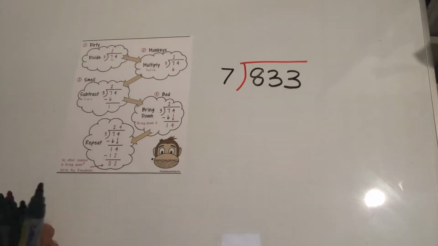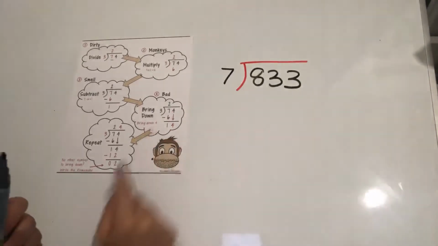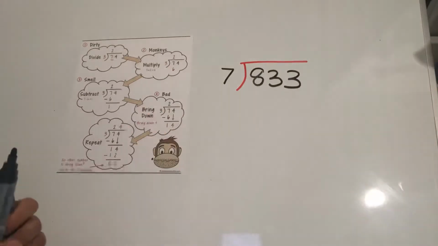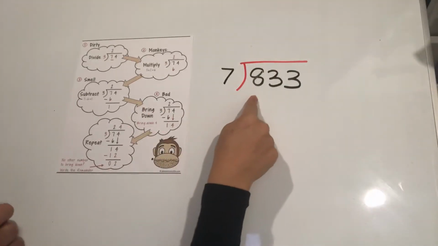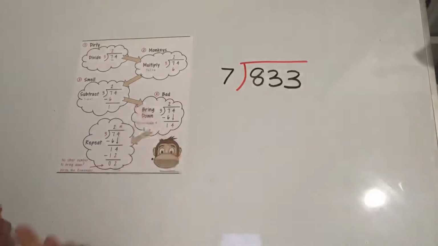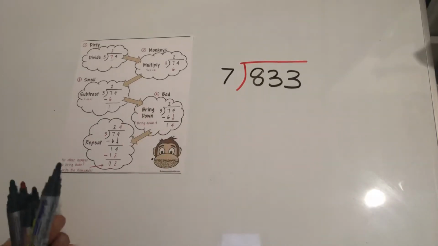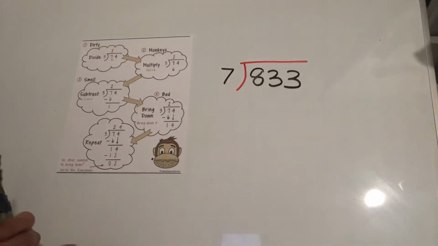So our first three-digit equation is 833 divided by 7. So 833 is our dividend and 7 is our divisor. As soon as I see that 7, I know that I'm going to need to use my 7 times tables today to help me with this equation.